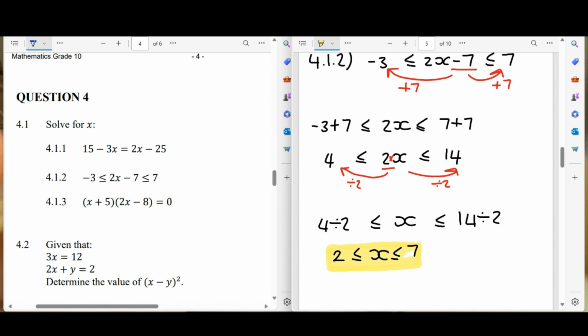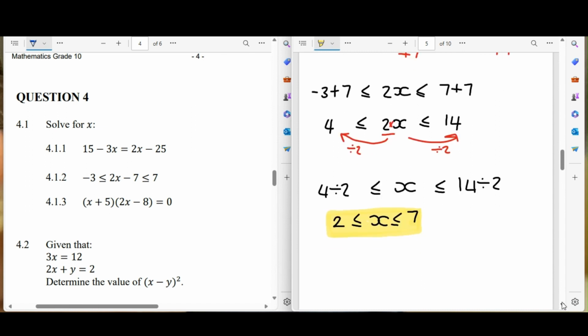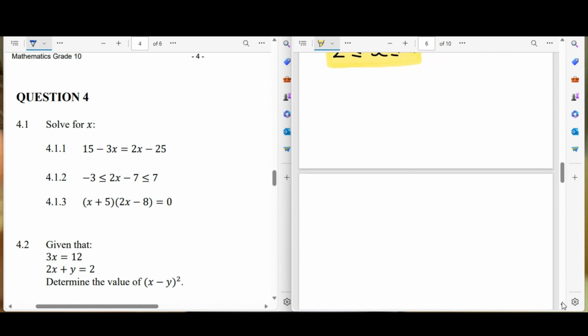Okay, so that is our final answer there. 4.1.3, we have some brackets and it is an equation that we need to solve. So let's get that one written out.